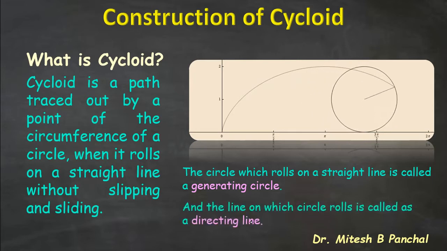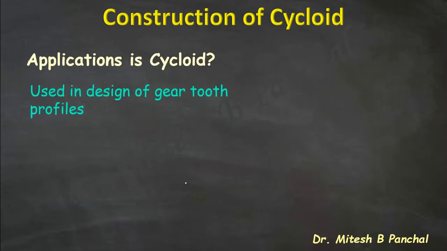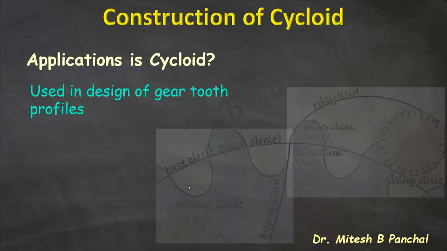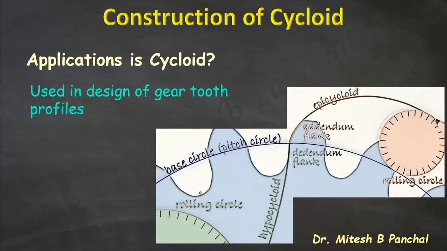And the line on which the circle rolls is called a directing line. So this horizontal line is called a directing line. The main application of cycloid is to design a gear tooth profile. Now consider this as a section of a gear tooth profile.